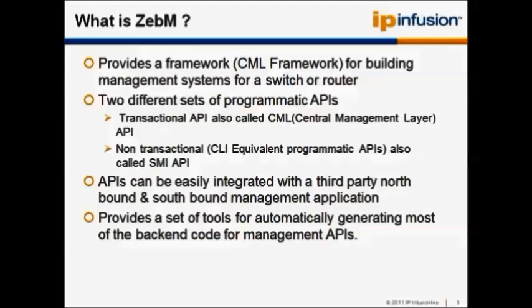And the framework provides two sets of programmatic APIs. One is transactional, which are ACID compliant. We also call it a CML API or Central Management Layer API. The other is non-transactional, which are CLI equivalent programmatic APIs, and we also call it SMI APIs. These APIs can be easily integrated with third-party northbound or southbound management applications. The framework also provides a set of tools for automatically generating most of the backend code for these management APIs.